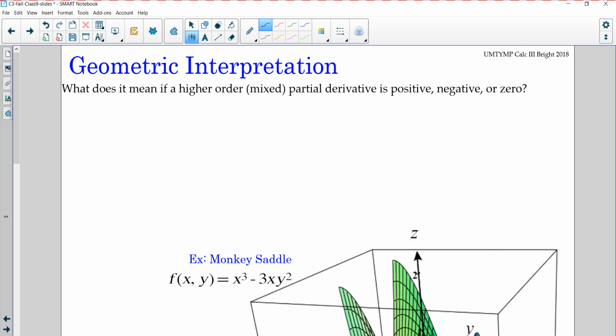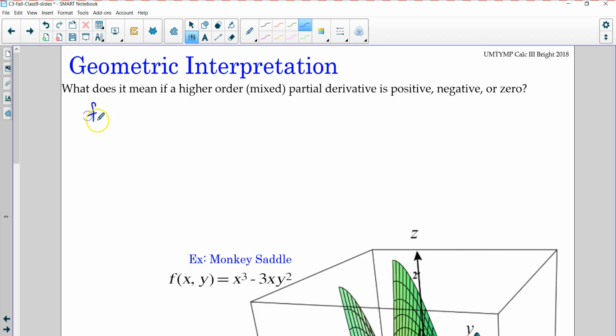In the last video, we looked at higher order partial derivatives. Now we want to think about what they mean geometrically, okay? And we are going to talk about the monkey saddle. It's kind of an interesting figure. But before we do that, I just have a question that I want you to think about.